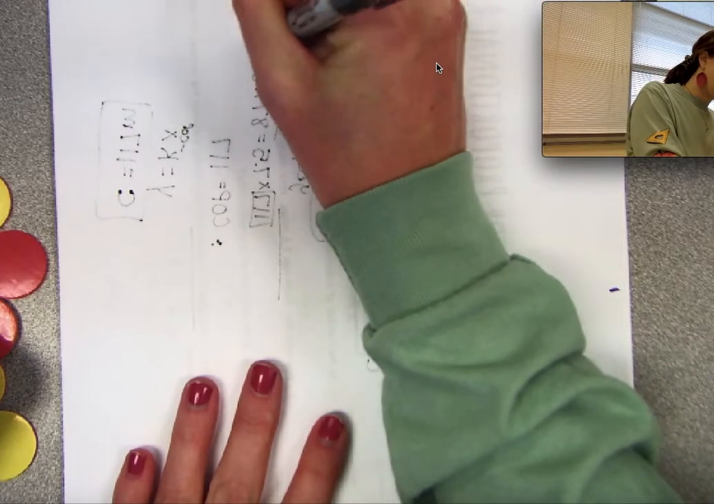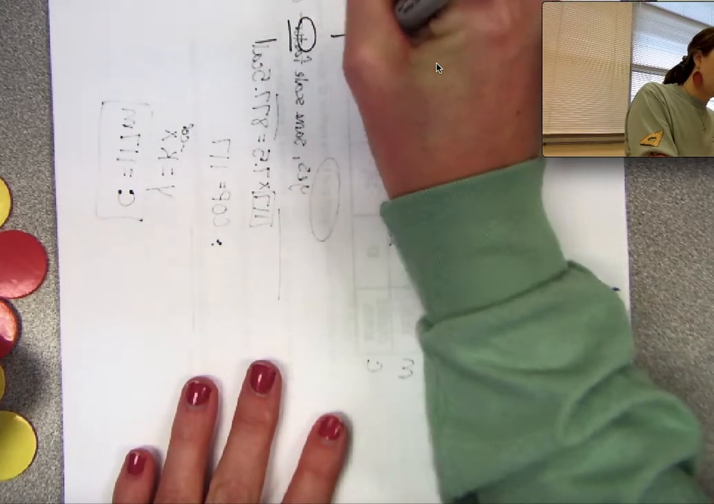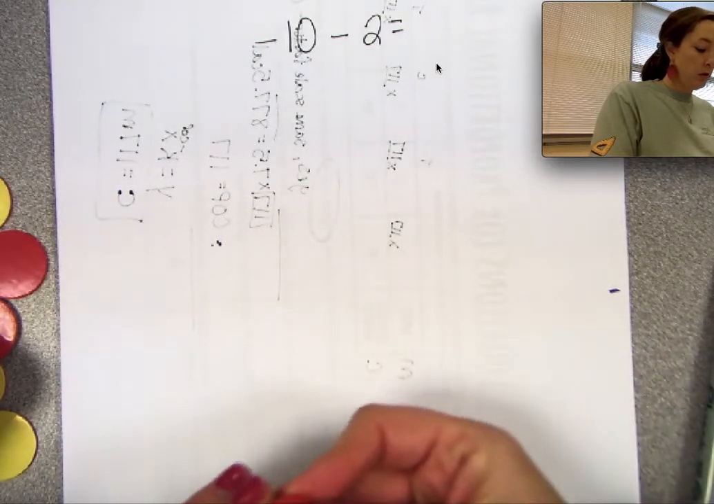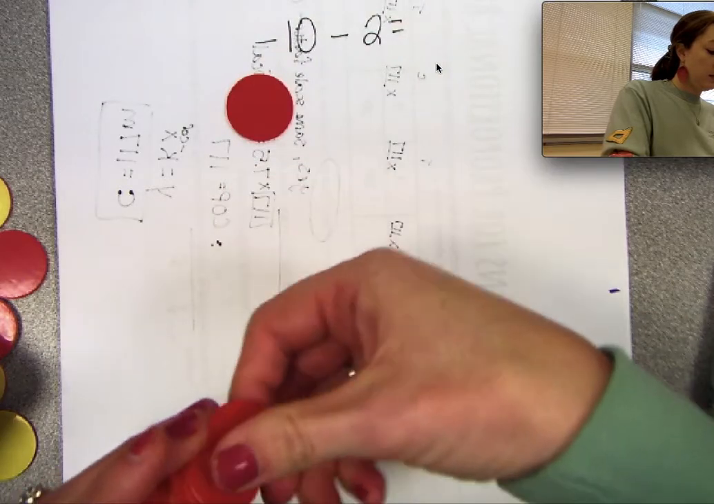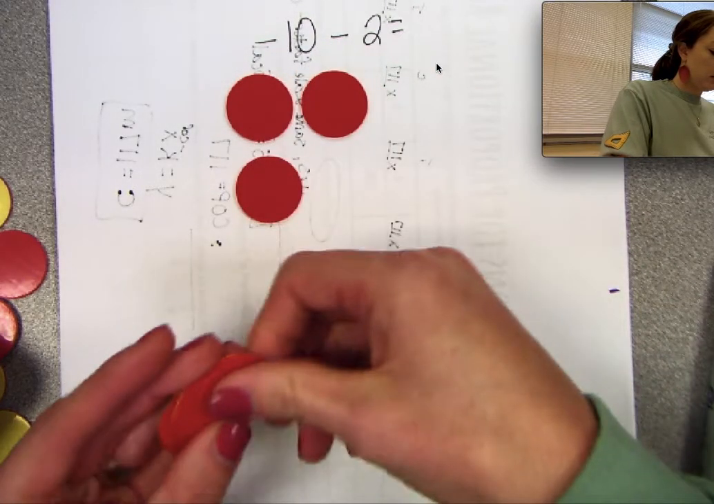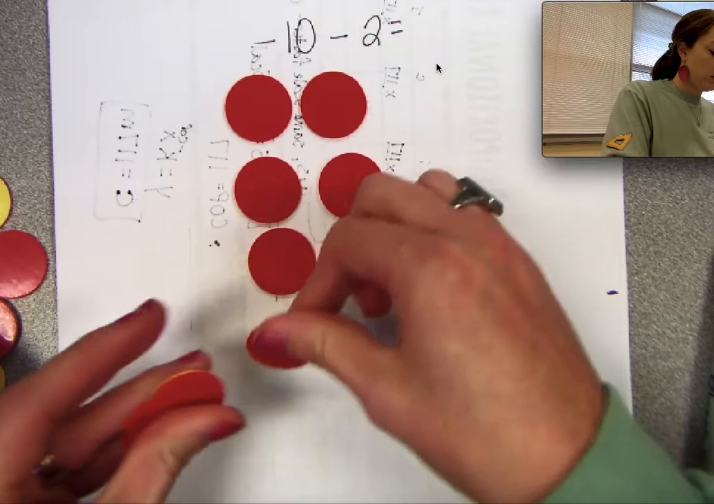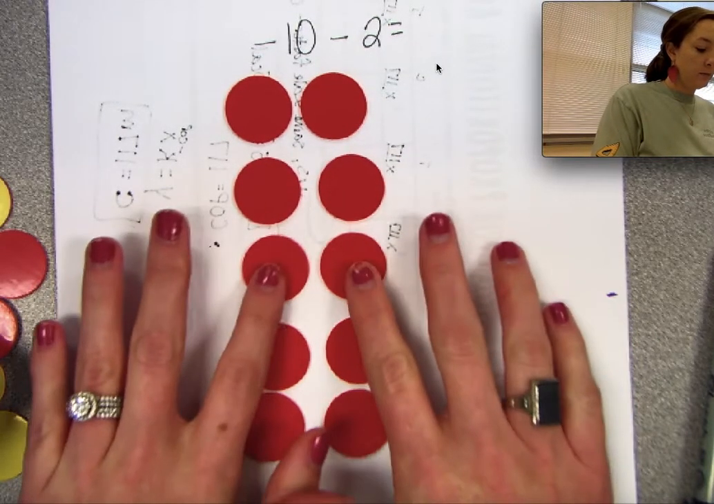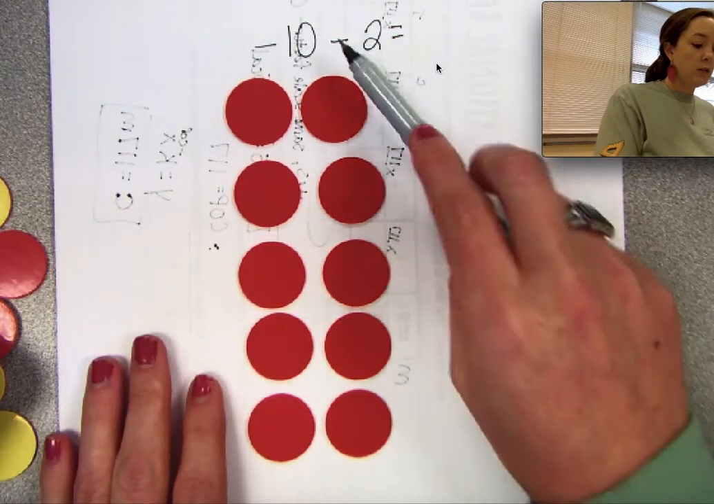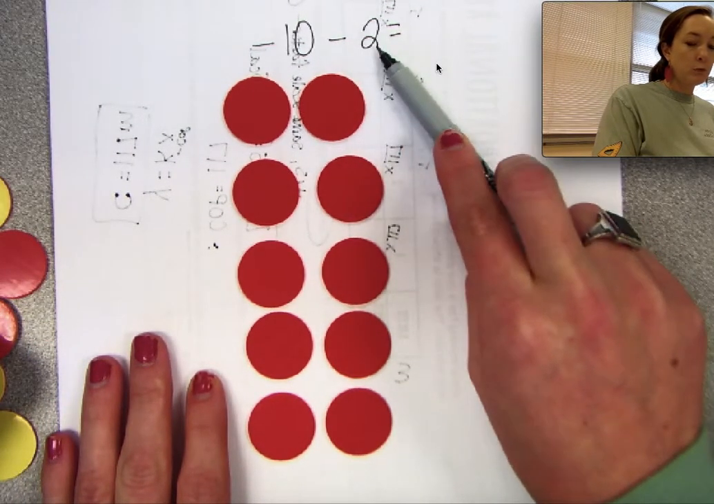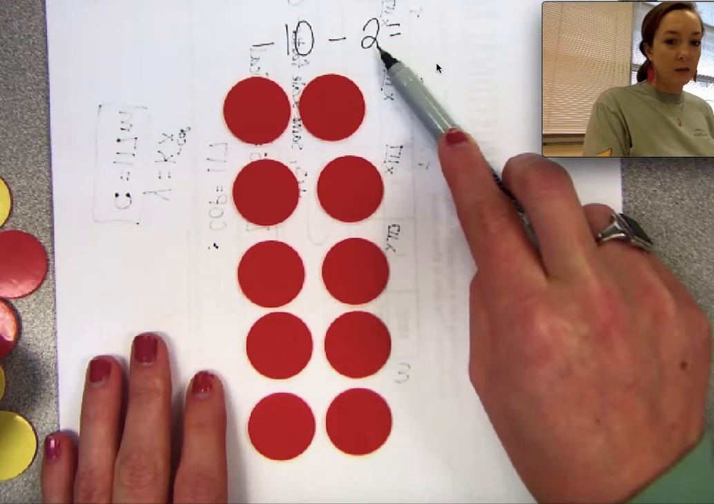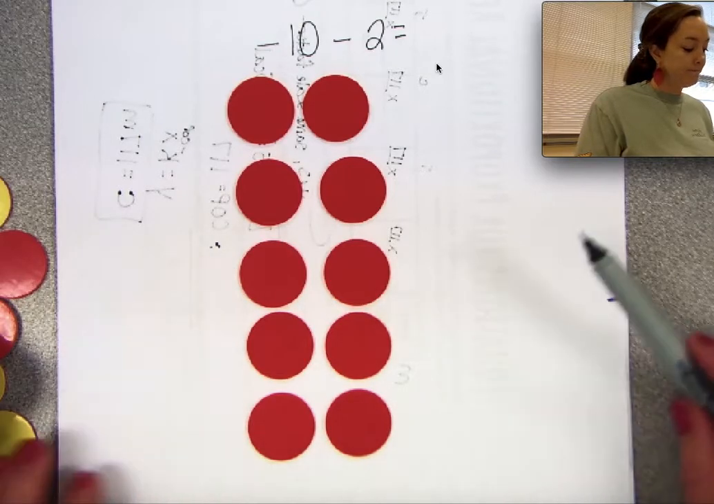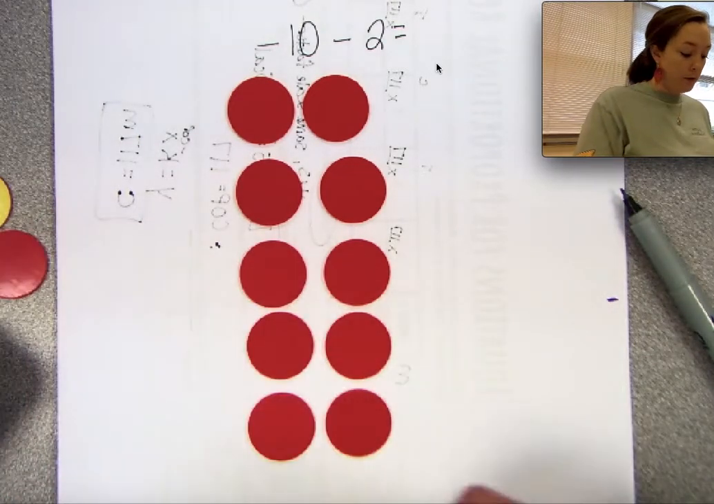Now I have -10 minus 2. So let me show you -10. So I've got -10 here. I want to take away 2. Is my 2 positive or negative? It's positive. But the problem is I don't have any positive numbers here. Okay. Could I add another 0 pair?